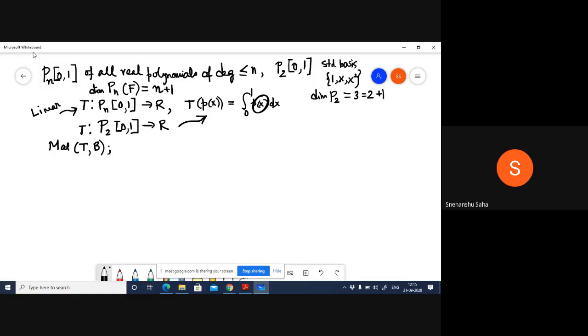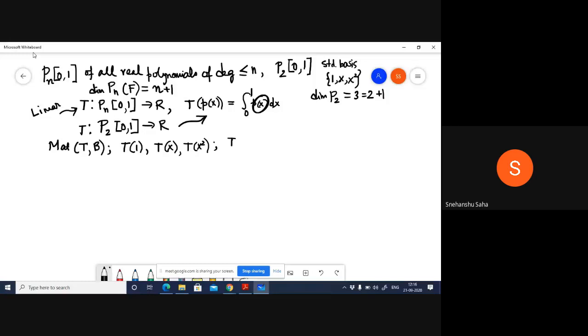Since 1, x, and x squared belong to the vector space P2[0,1], when you apply the linear transformation, it just outputs a scalar, and it outputs to the set of real numbers. So that means I need to know T of 1, T of x, and T of x squared, just like you map the basis vectors anyway. But your T is defined in the following fashion.